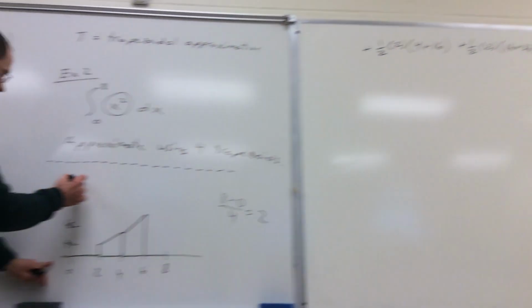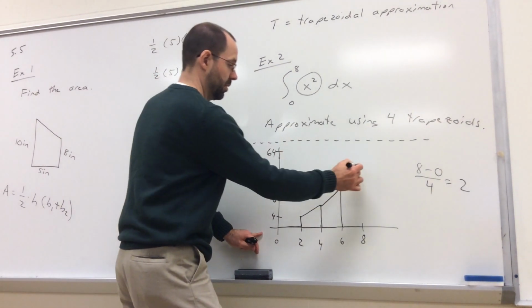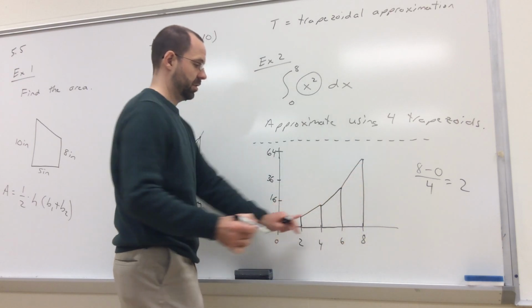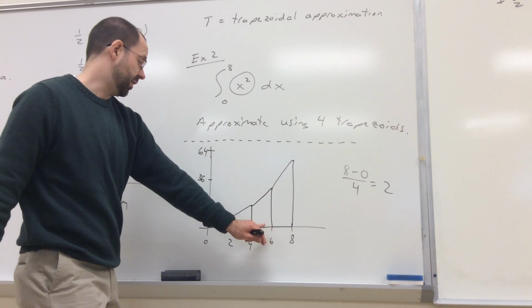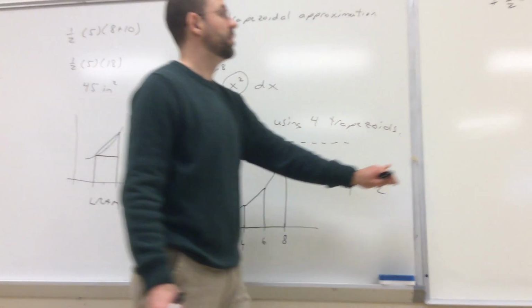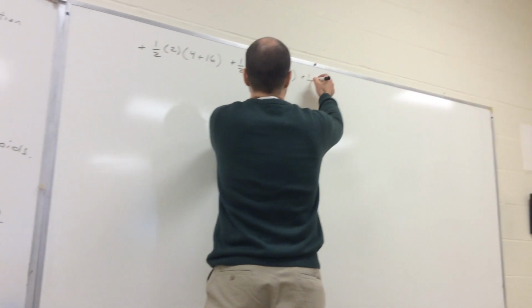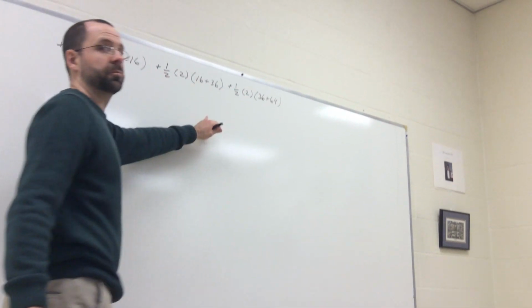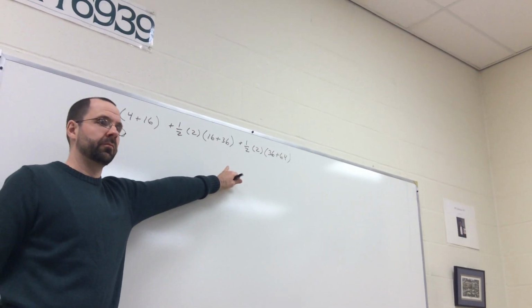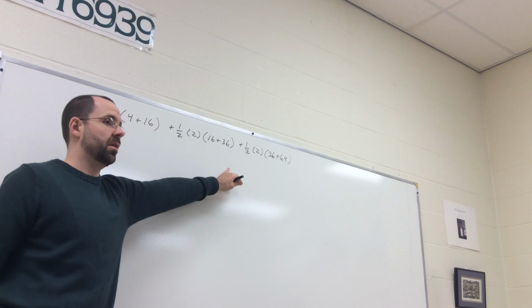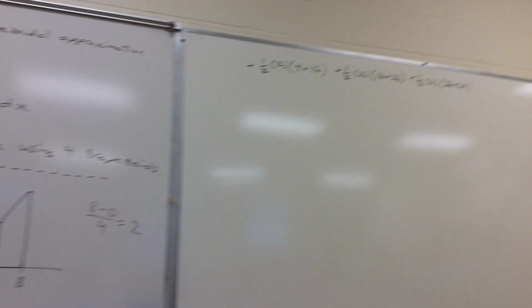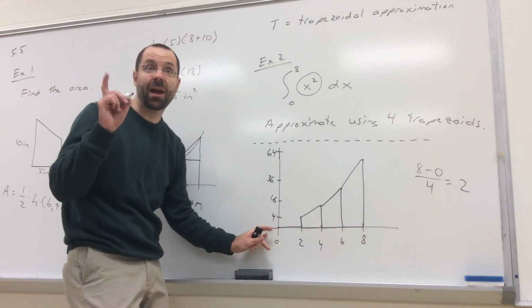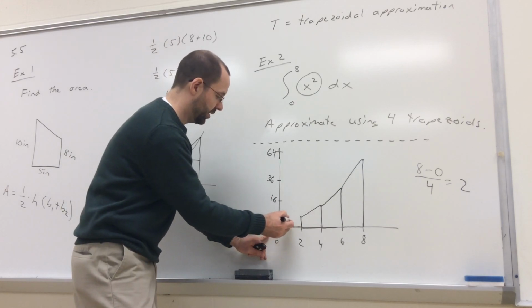And this one, 8 squared is 64. So we take 1/2 times 2 times 36 plus 64. Okay, now I left this first one for last on purpose because it's kind of weird. 0 squared is 0. So this trapezoid looks like this.